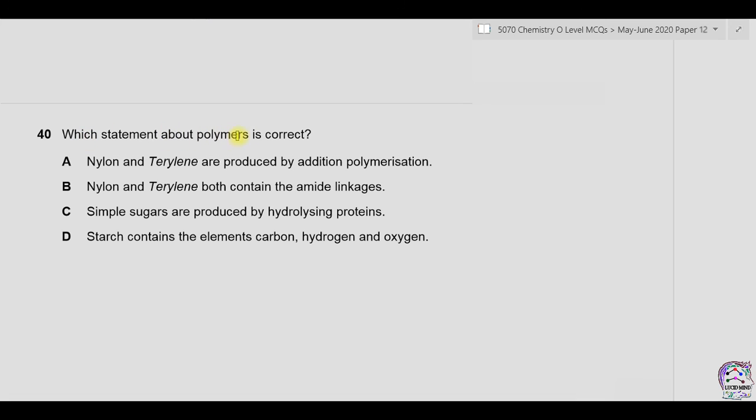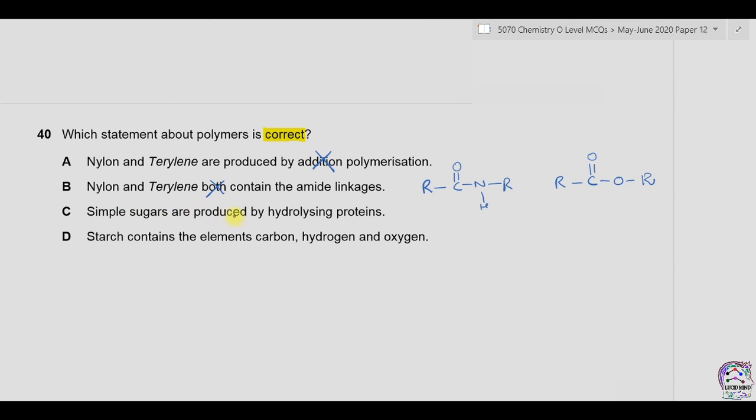Question 40. Which statement about polymers is correct? A. Nylon and terylene are produced by addition polymerization. Now this is wrong because nylon and terylene both are produced by condensation polymerization. B. Nylon and terylene both contain the amide linkages. Now this is wrong because both do not contain the same linkage. In nylon, amide linkage is present, which is RC double bond O, NH and R, while in terylene ester linkage is present, which is RC double bond O, O, R.